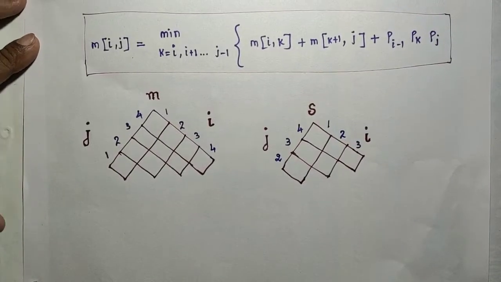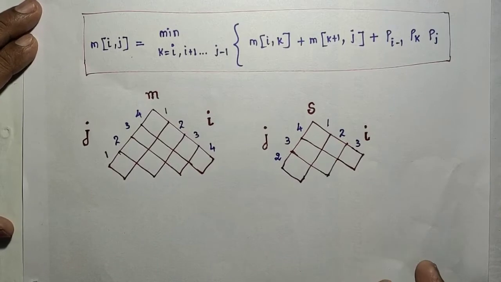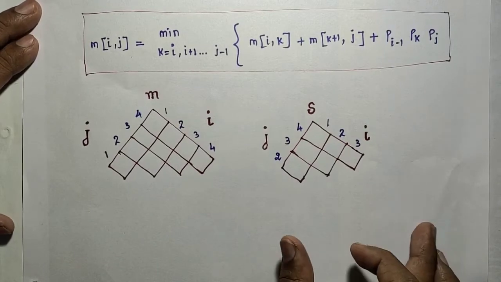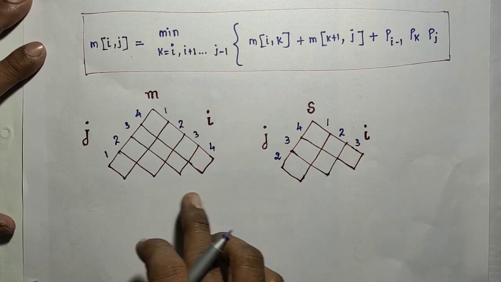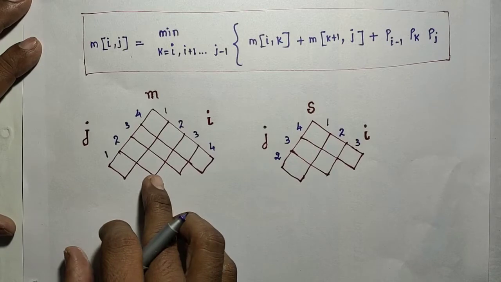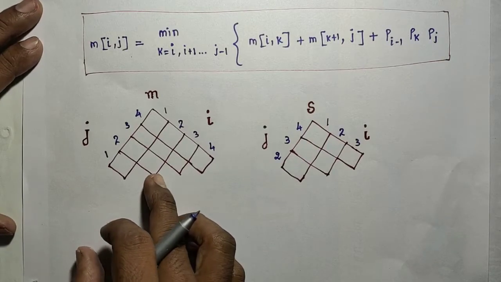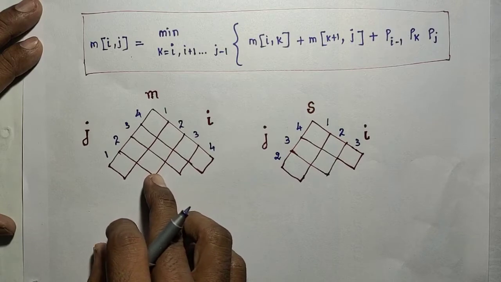Okay, let us start the algorithm, the dynamic programming approach. For that we are going to use two tables. One is M, another one is what? S. The M table is going to store the minimum multiplications, the minimum number of multiplications needed for multiplying the matrices.